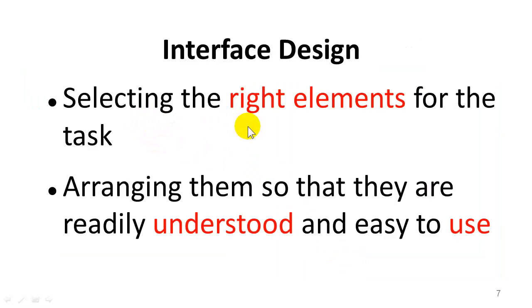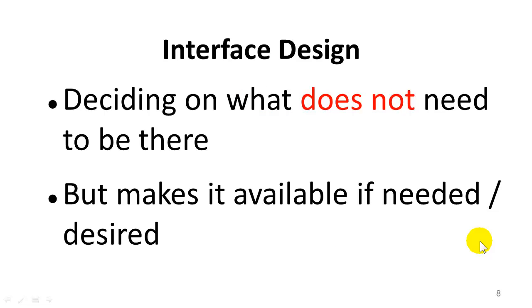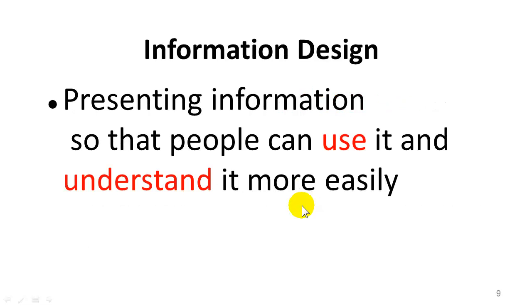So our goal is to select the right elements for the task and arrange them so that they are understood and easy to use by whom? By the user. We also need to decide on what does not need to be there. We may need to make it available if needed. So this is where we start looking at how we will present the information so that people, our users, can use it and understand it.